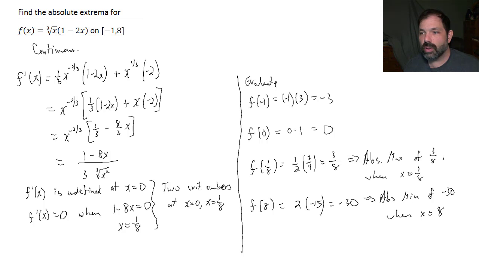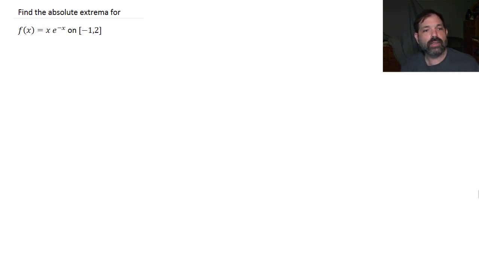All right, let's look at one more example: x e to the negative x on the interval negative 1 to 2. Again, now would be a good time to pause and try this one out on your own. All right, so again, continuity is no issue here. X is a polynomial, and the exponential function e to the negative x is continuous. There are no divisions by 0 and no even roots of negative numbers, so nothing to worry about for continuity. We have a continuous function.